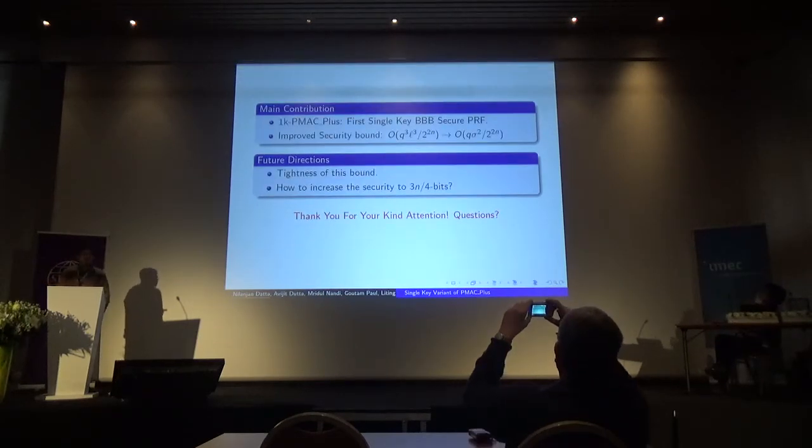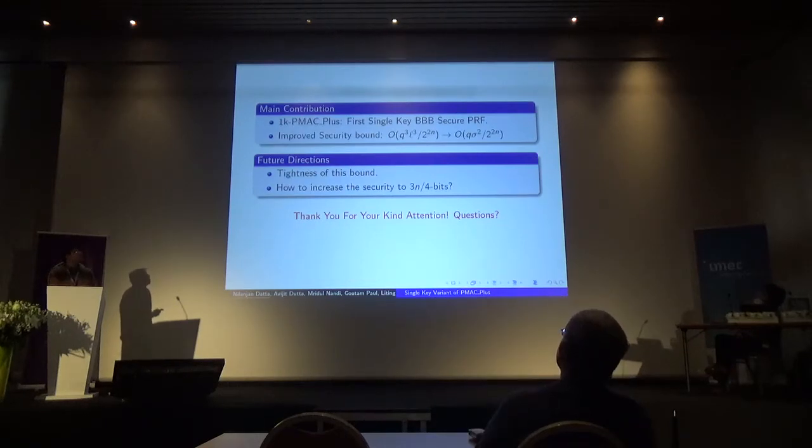So the main contribution of this paper was to propose 1K PMAC plus, as we already said, the first single key beyond birthday bound secure PRF with rate 1 and block cipher based. We have improved the security bound from order of q cube L cube by 2 power 2n to order of q sigma square by 2 power 2n, which is essentially of order q cube L square by 2 power 2n.